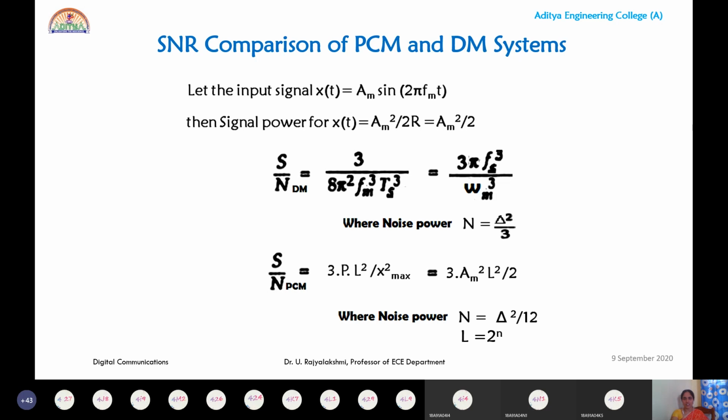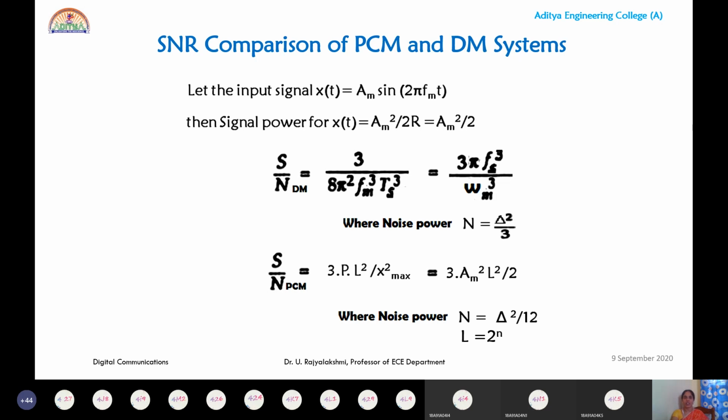We derived this in the last class only. And what is the quantization noise power in the case of delta modulation? N is delta square by 3. Now, what about the same for PCM? For PCM, it is related to L, where L is the number of amplitude levels, which you can further replace as 2 power n. What is the relation between L and n? L is 2 power n.